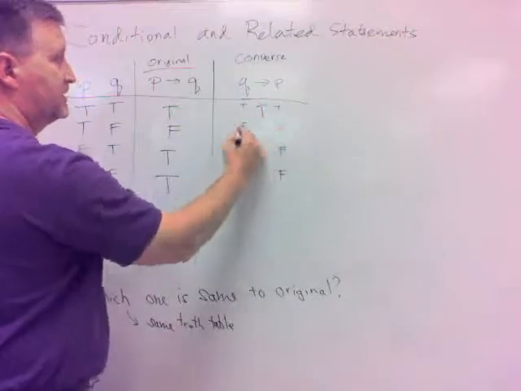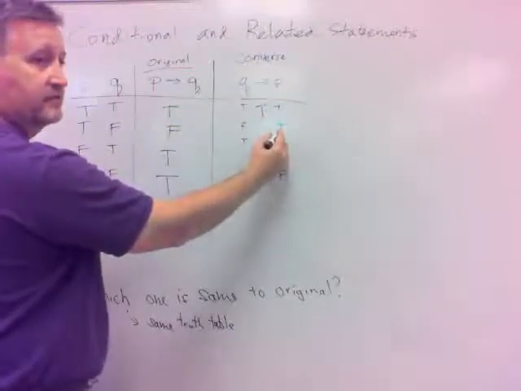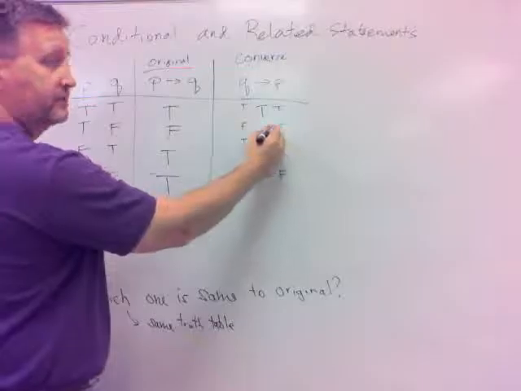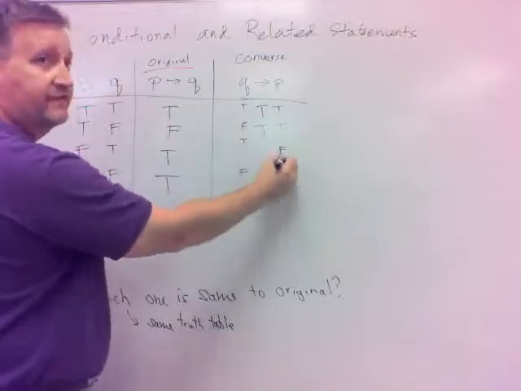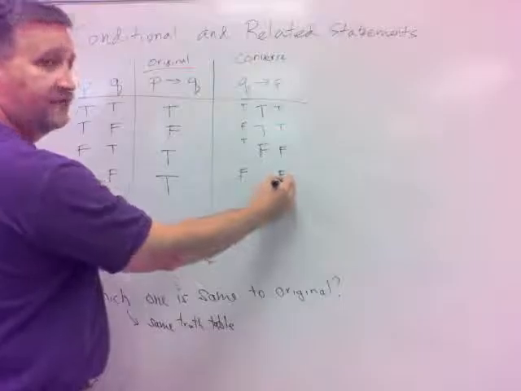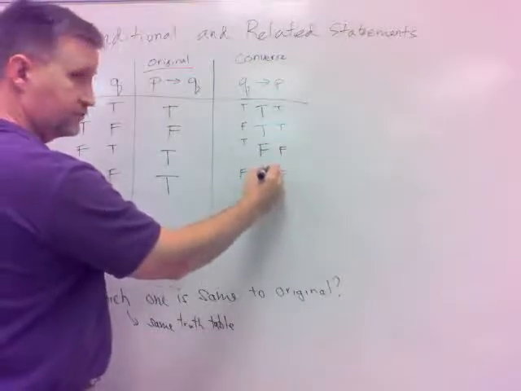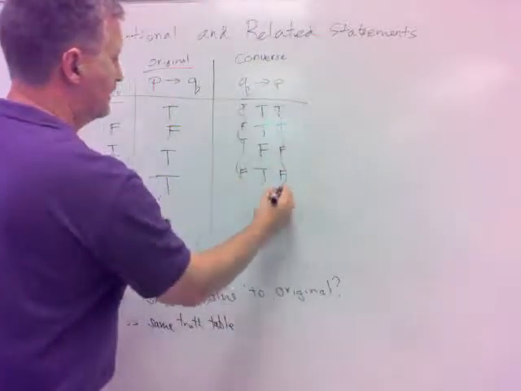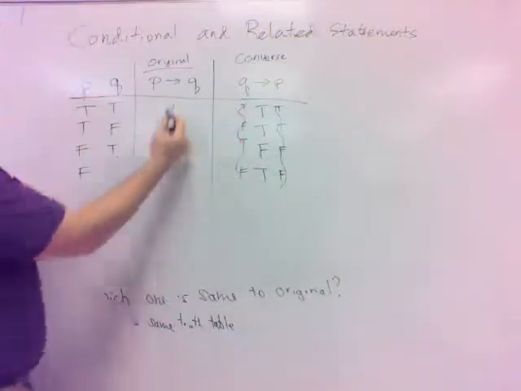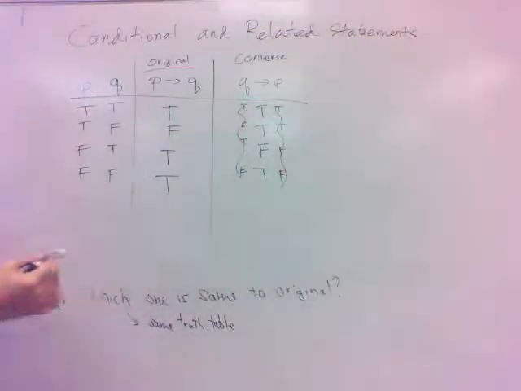F arrow T. True or false? F arrow T. That one's true. T arrow F is false. That order is false. And then F arrow F, true. Okay? So we wind up with the converse being TTFT. Does that match up? Almost, but not quite.